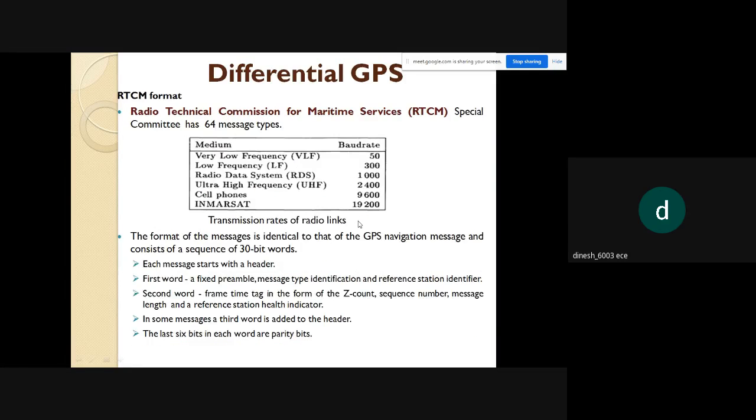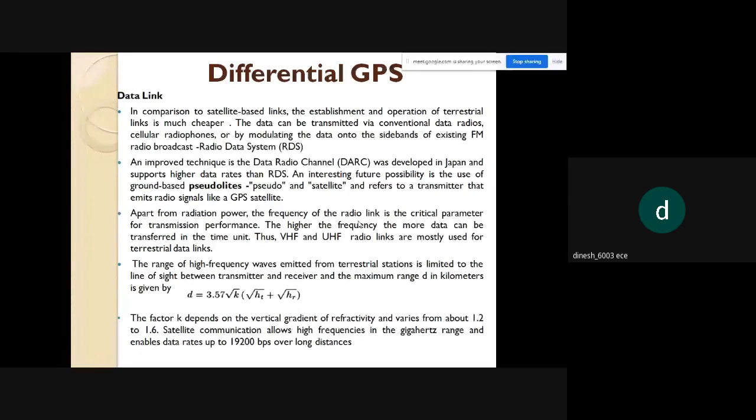So how do we find the range? That is what we are going to calculate. The range varies with a factor called the radio broadcast data system, which is being used in our existing FM radio data system. The establishment of the terrestrial system is much cheaper than the satellite system. The data will always be transmitted through conventional data radios or radio cell phones or mobile phones, or cellular phones, in the form of RDS, radio data system.